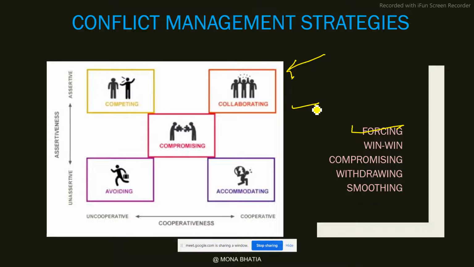Okay, now next is when do you think win-win is important and when you have to go for win-win? When it is a collaborative moment, when both the parties are able to understand, when there is a high level of trust between both the parties, theek hai? And when a long-term relationship is very important, that time win-win situation has to come.